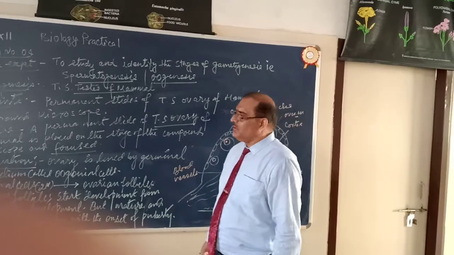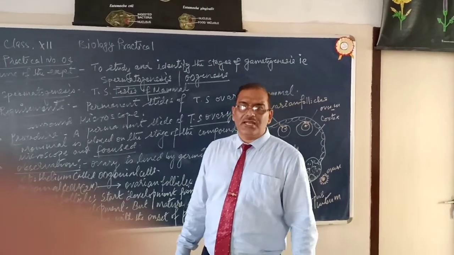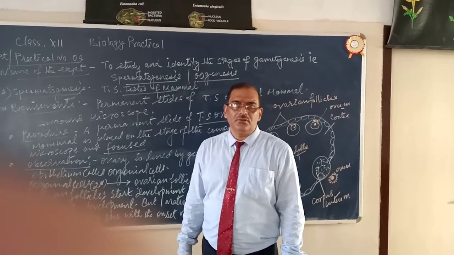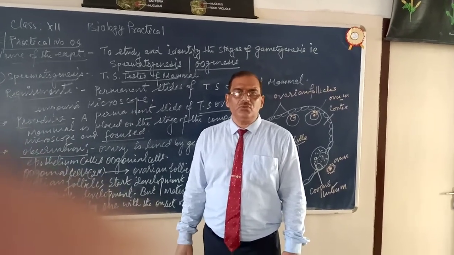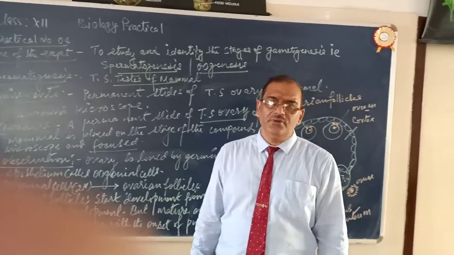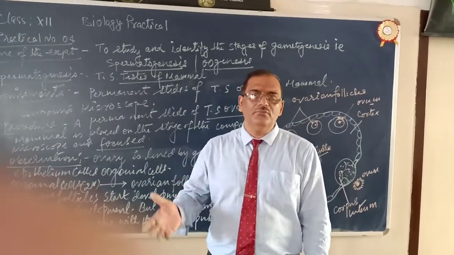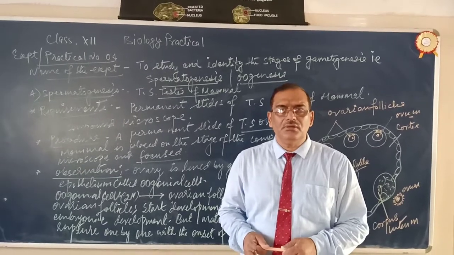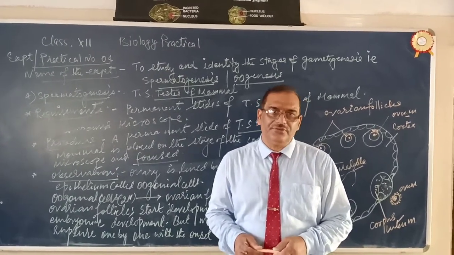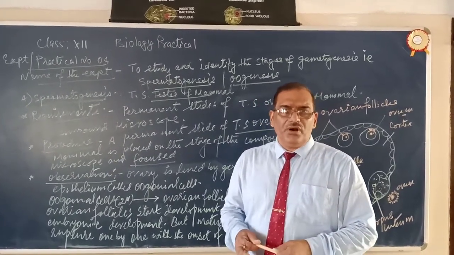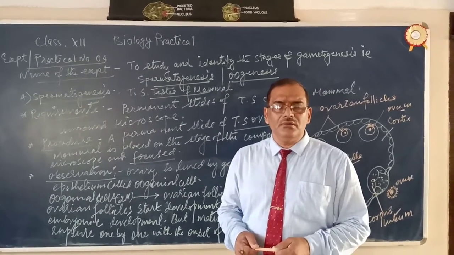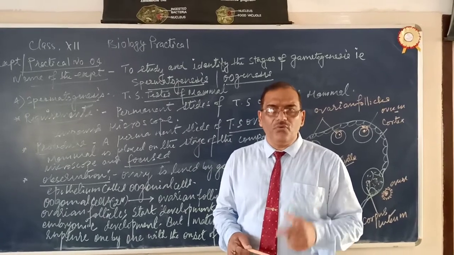Friends, let me discuss the second part of gametogenesis, that is oogenesis. What is oogenesis? The process of formation of ova or ovum in the ovary or in the ovarian follicle is called oogenesis. The ovum is the female gamete that develops in the ovarian follicles of the ovaries.